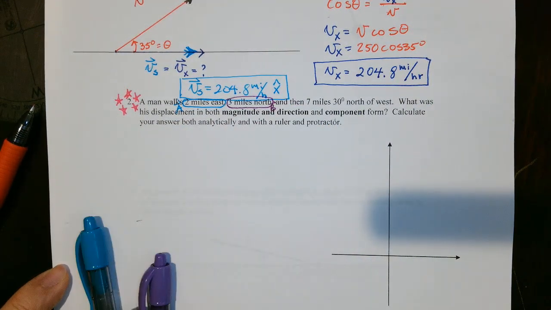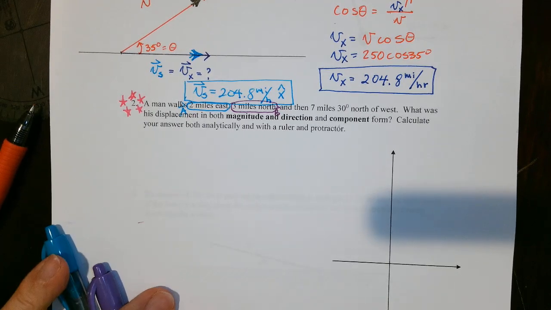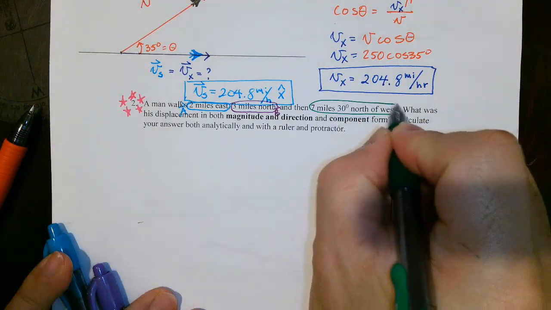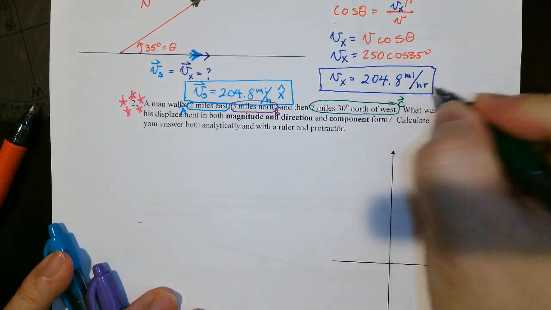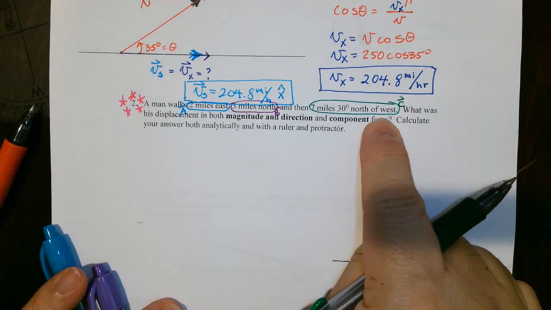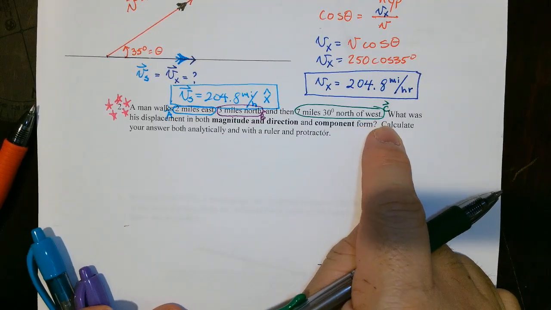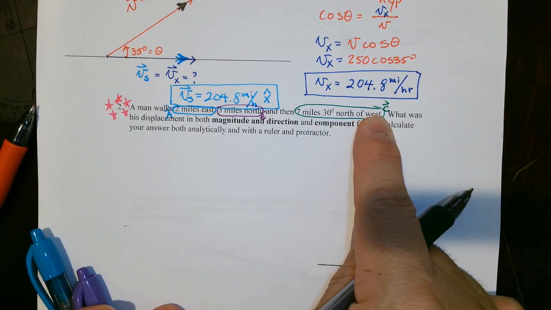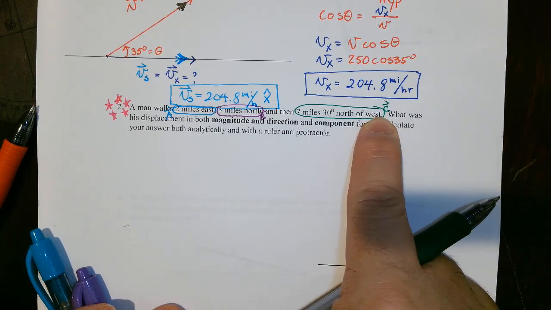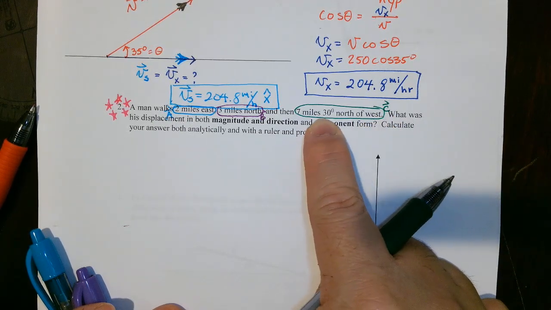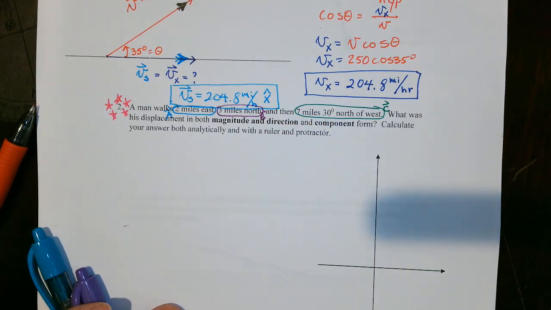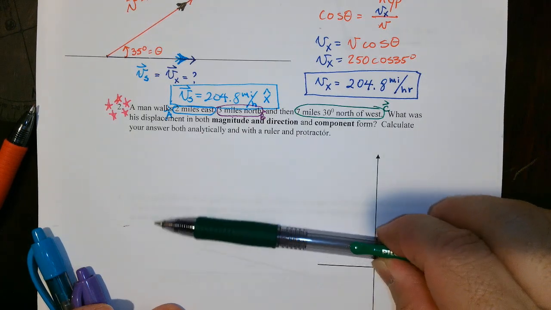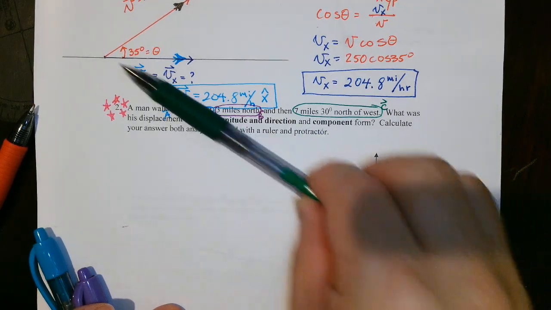And here comes trouble. We have 7 miles, 30 degrees north of west. What? What does that mean? Right? So that's my vector C. To interpret this properly, you have to read it backwards. 7 miles, 30 degrees north of west means from the west axis, you're going to go up north 30 degrees, and you're going to walk 7 miles that way.